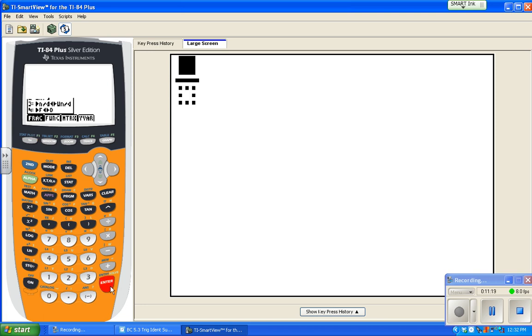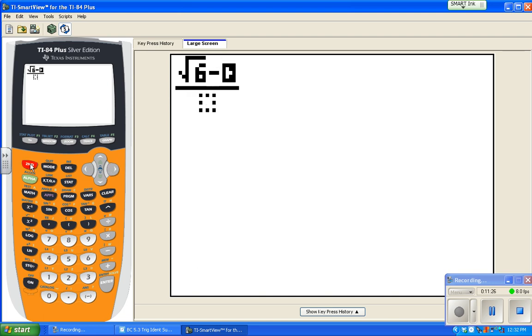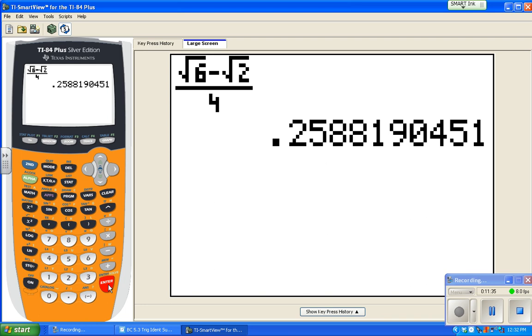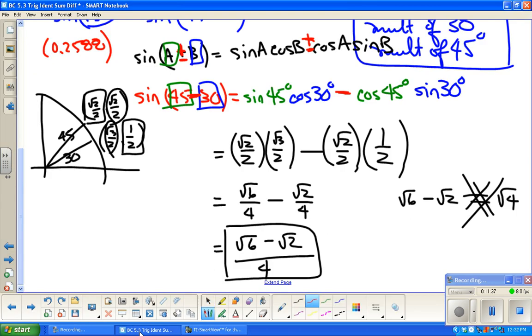Okay, let's do that. So square root of 6 minus square root of 2 all over 4. I just want to see what this is equal to. 0.2588, so that's a great way to check. Okay, this is how your answers are going to look for this section. They're going to look something like this most of the time. They don't always look exactly like this, but these numbers are going to become very, very common.